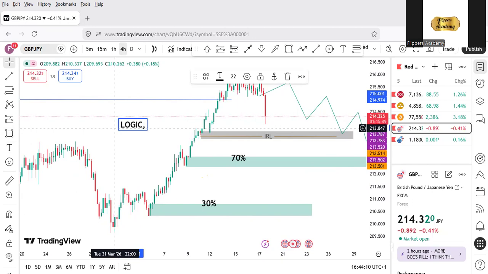So logical thinking is the first. The other one is principle. Please, keep this thing in your head, I beg. Principle. And the third one is discipline. That is what makes you a profitable trader.